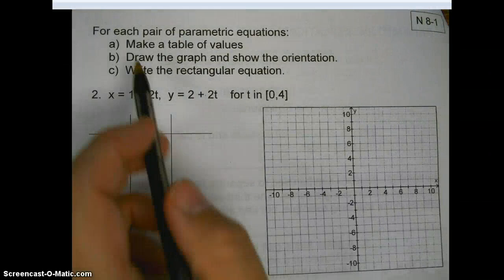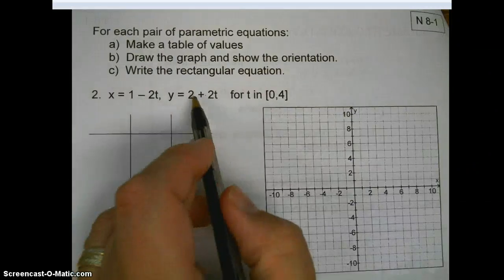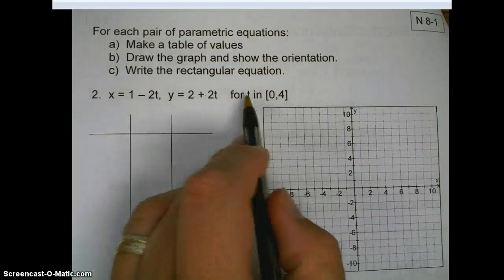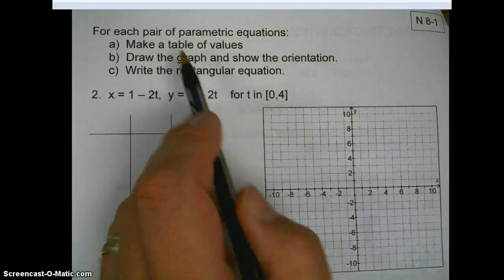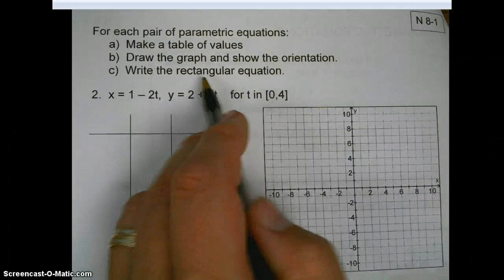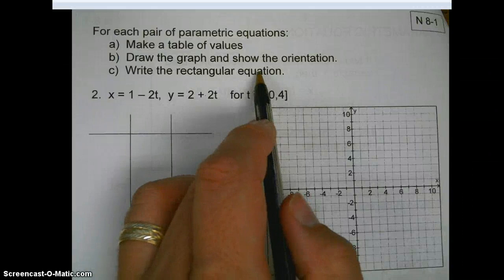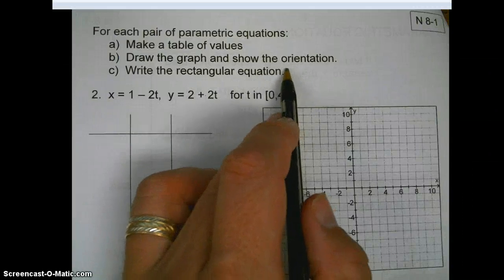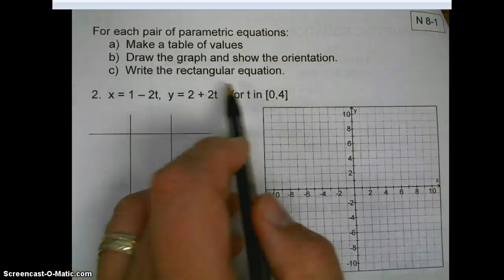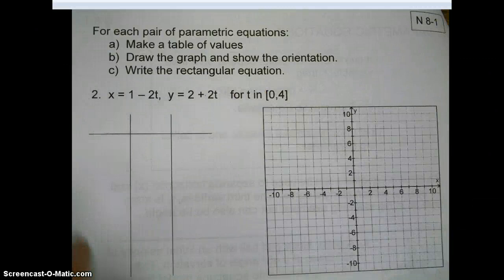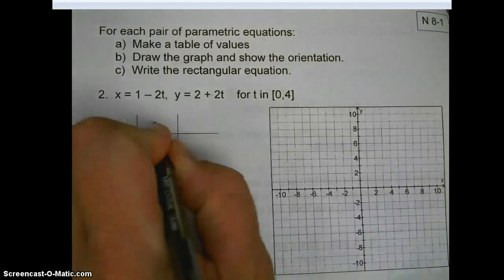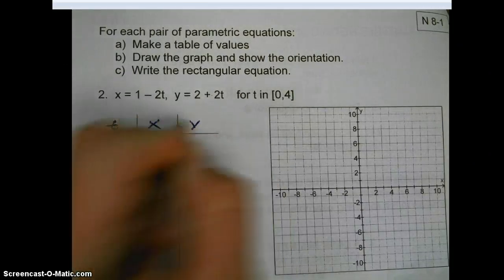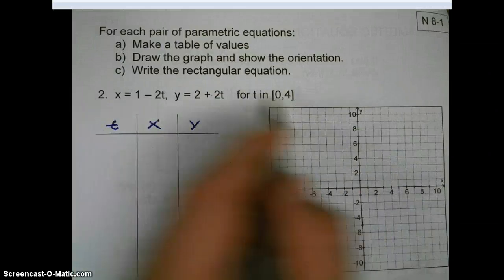Here we're given a pair of parametric equations. We're given a range for t, 0 to 4. We want to make a table of values. We want to draw the graph and show the orientation, meaning where does it start and where does it end. And we want to write the rectangular equation. So let's start off here with t, x, and y. We're going from 0 to 4.